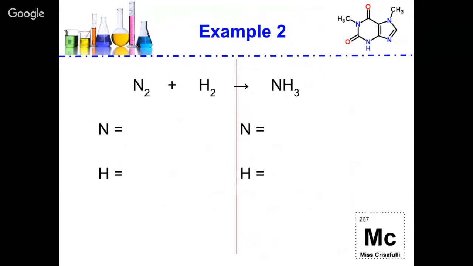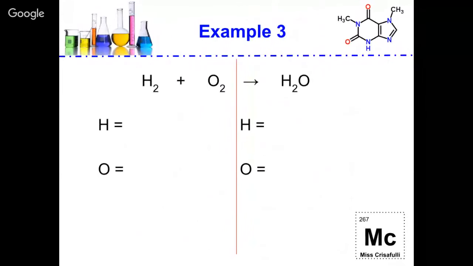So again, split down the middle. I listed the elements on either side. 2 nitrogen, 2 hydrogen, 1 nitrogen, 3 hydrogen. I'm going to balance my nitrogens first. I'm going to put a 2 in front of the nitrogen on the right. That changes my total for my nitrogens, and it changes my total for my hydrogens. Then I'm going to put a 3 in front of the hydrogen on the left, and that makes 6. So now on each side, I have 2 nitrogens, and on each, I have 6 hydrogens. So now we're good.